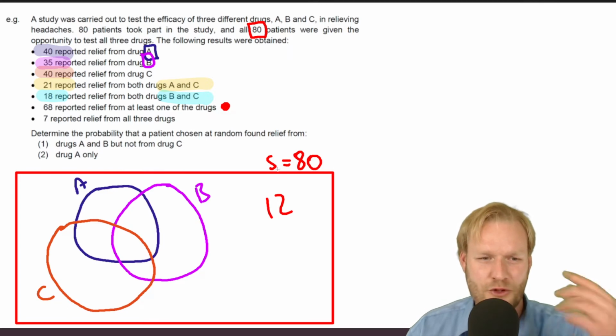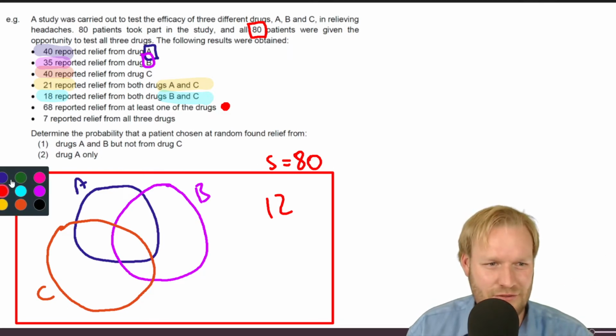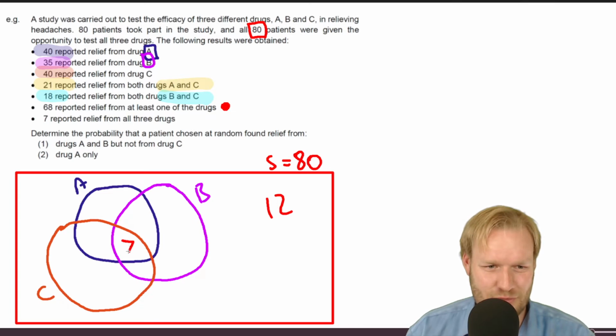7 reported relief from all 3 drugs. Finally we can fill something in, and let's put it there in red in the middle. 7 got help from all of them. So that's where everything intersects.